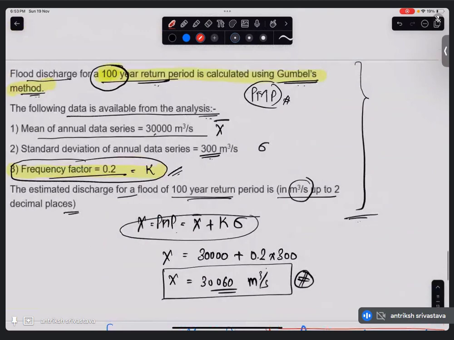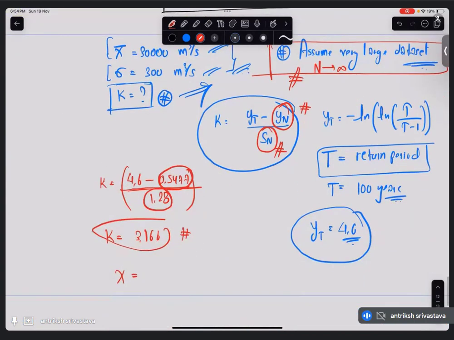Now with this K, we can calculate our X again. Even if they don't give this K and just say that the number of data points from which we have calculated this mean and standard deviation is very high, then we have to calculate K and then X. I don't think GATE will do that, but that can also happen. So in this case, your X, that is your probable maximum precipitation, is going to be 30949.8 meter cube per second.